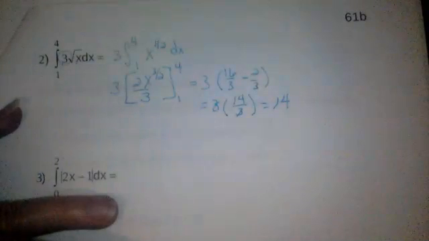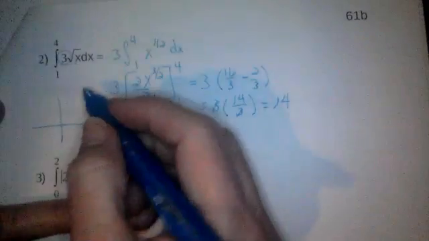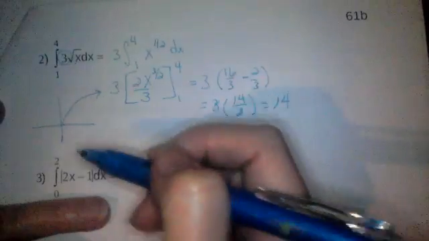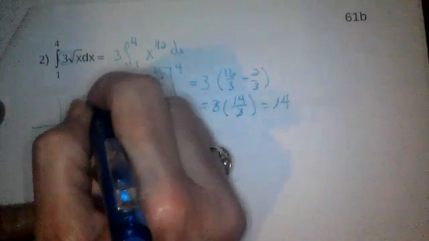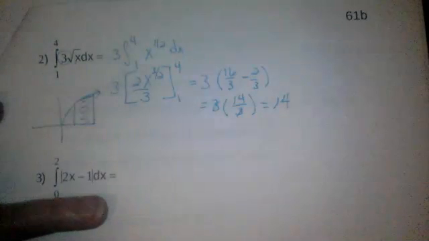So this represents a positive area. And if we were going to look at this one, it is the square root function graph. It's got a stretch on it of 3. It's pretty tall. We're going from 1 to 4. So all of that area would be positive under that curve.